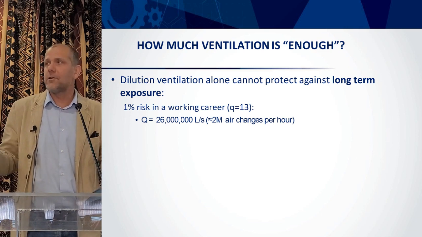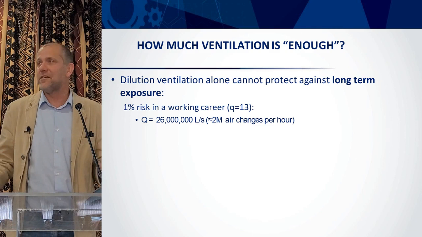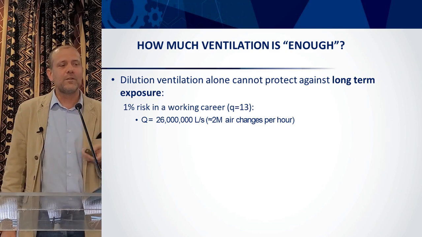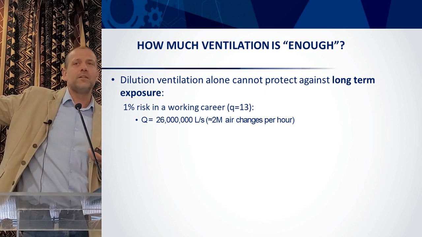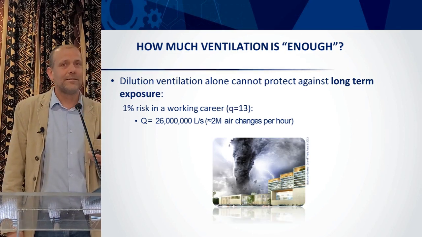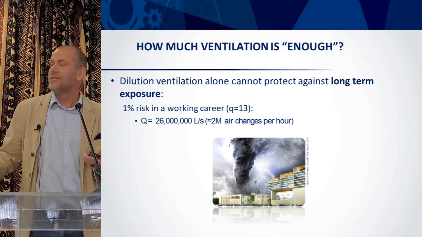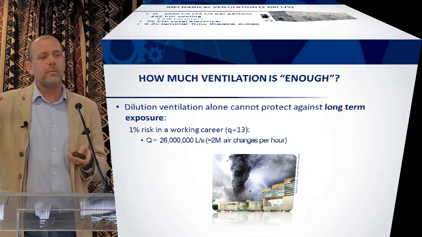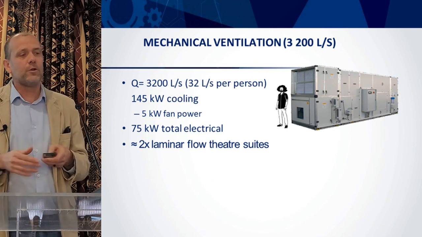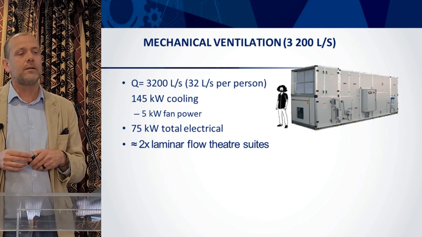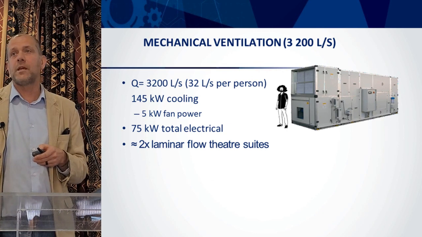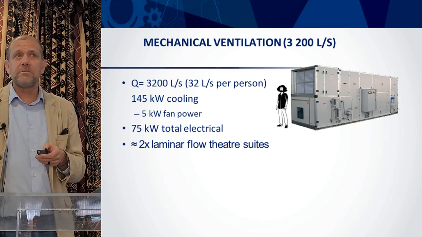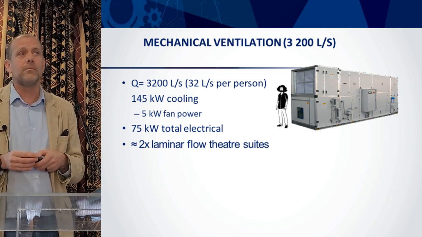So the question, how much ventilation is enough? It's never enough. If we were ventilating at 2 million air changes per hour, that's what our healthcare facilities would look like. We can't do it. We can't afford it. We probably shouldn't even try. For a waiting room, again, not the tornado, 3,200 liters per second comes out at about 32 liters per second per person, which is a lot more than the 7.5 or 10 that we read in some guidelines.